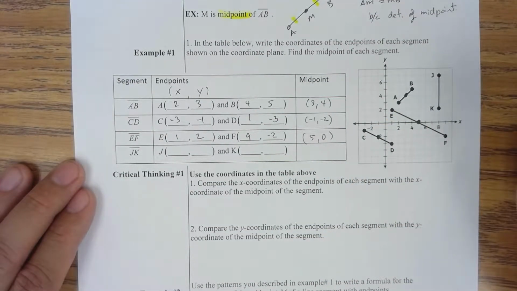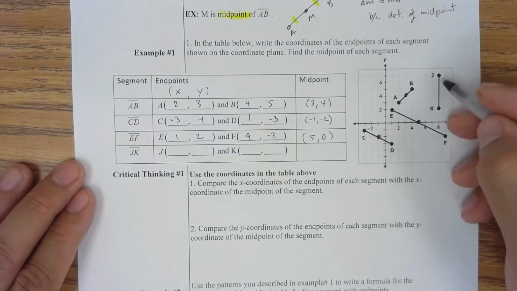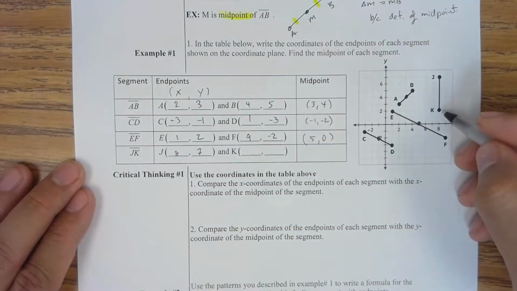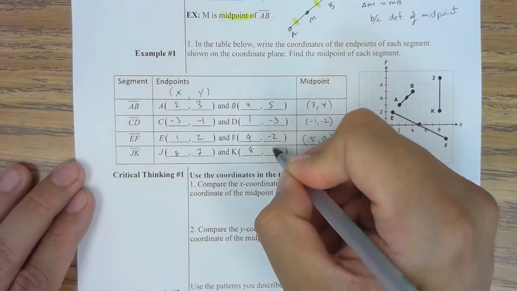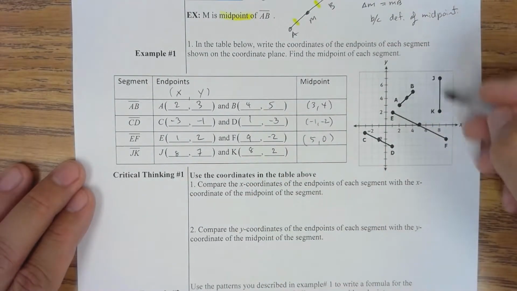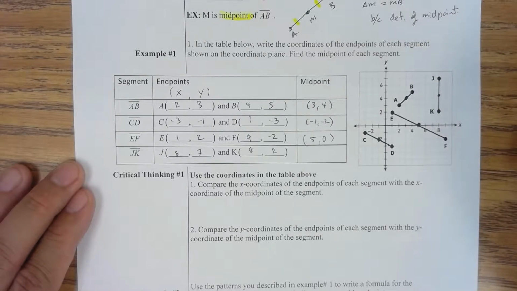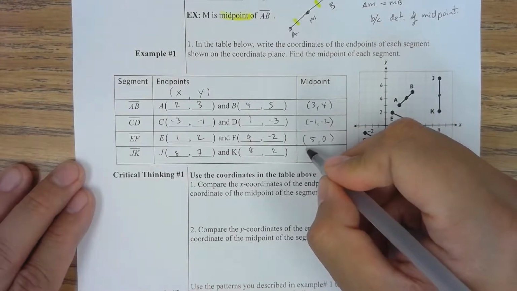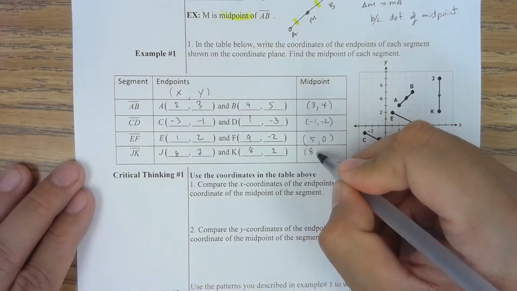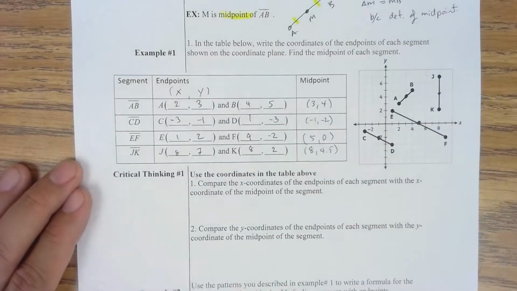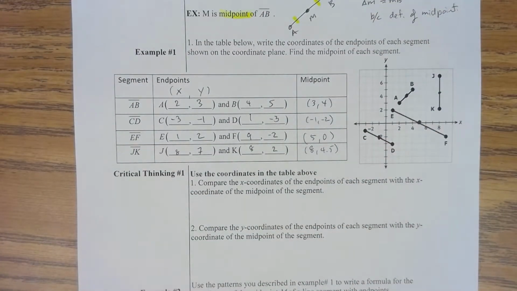Alright, let's see segment JK. That's 8, 7. And the K is 8, 2. And between these two, it seems to be 4.5 right here. Yeah, that's about equal. So right here we have 8, 4.5. So hopefully you get that.